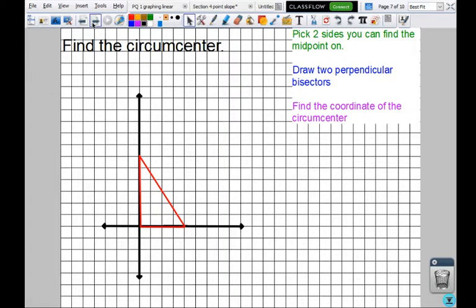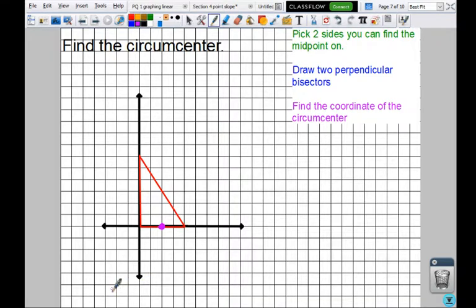So to start with, I'm going to pick two sides of this triangle, and I'm going to try to pick the ones I can find the midpoint on. Because we're going to draw perpendicular bisectors, which means I need to find the middle, because perpendicular bisectors are right in the middle. So I'm going to start with this bottom side right here, because that's nice and easy. If the whole thing is 1, 2, 3, 4, my middle is at 2. So I'm just going to put a little dot right there.